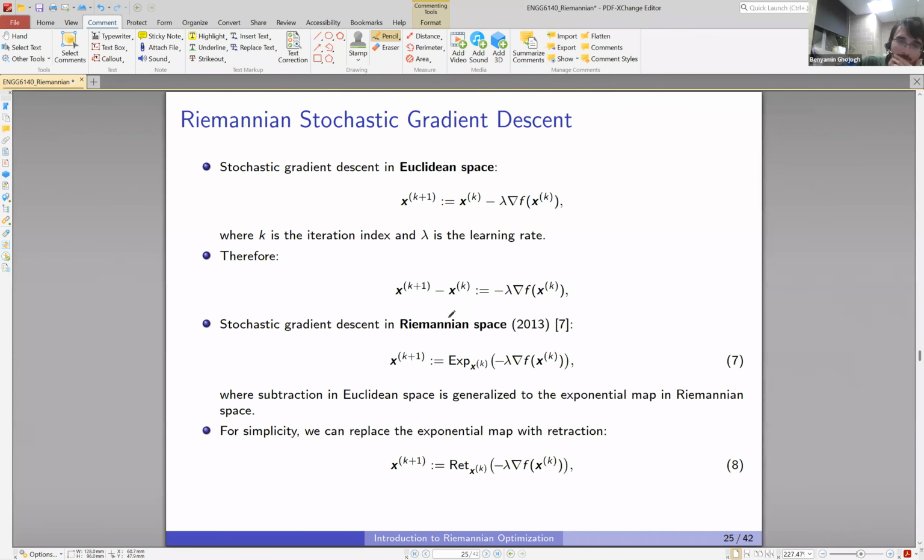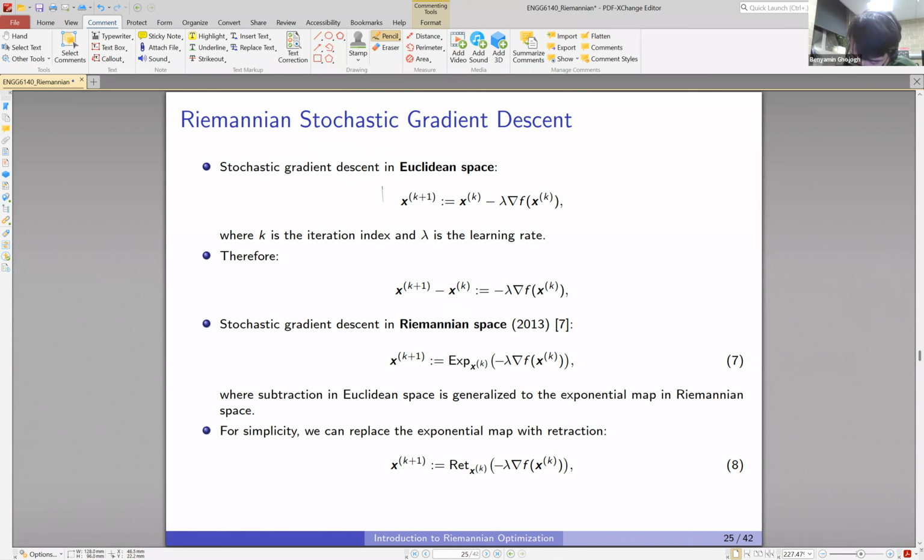Riemannian geometry. Okay. Riemannian stochastic gradient descent. They have called it the stochastic gradient descent, but I think what they are doing here is gradient descent. A stochastic gradient descent means that you have several points, you take randomly one of them in each iteration, but it doesn't matter. The concept is important.